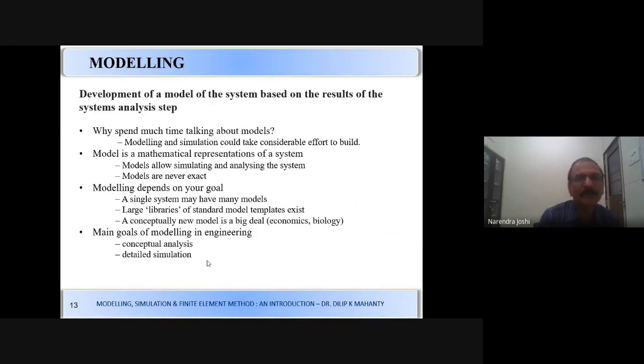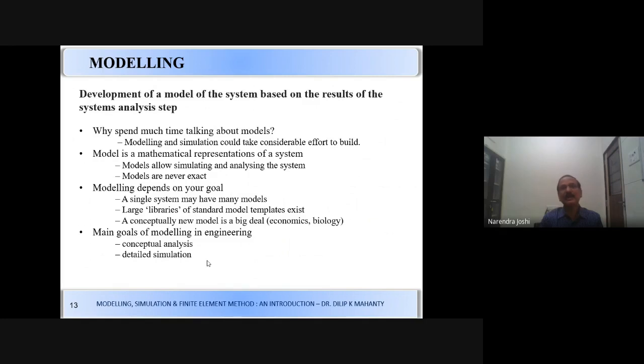So, why spend so much time talking about models? Because it takes a lot of time, but it will give you a kind of understanding of the system. It is a mathematical representation of a system which allows simulation and analyzing the system, and models are never exact. It depends on the goal we are looking at. Are we trying to understand how they interact, or what kind of accuracy we are looking at? It is different.